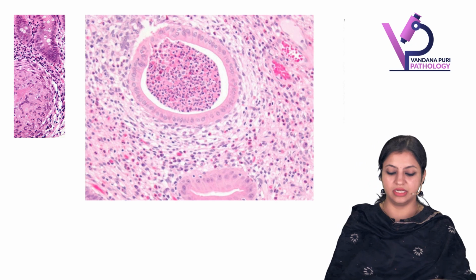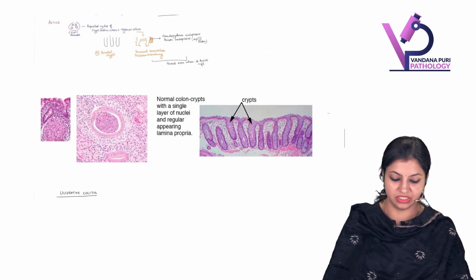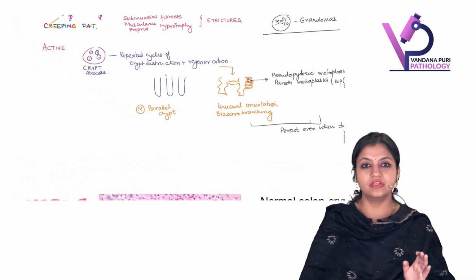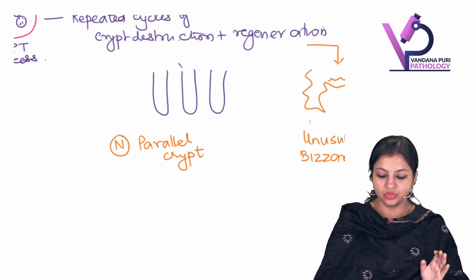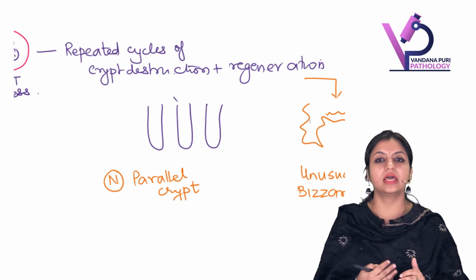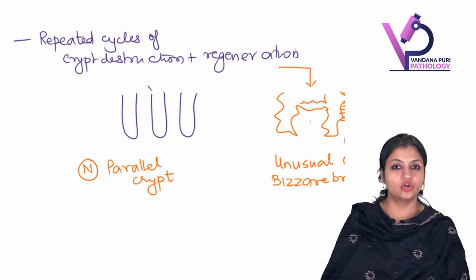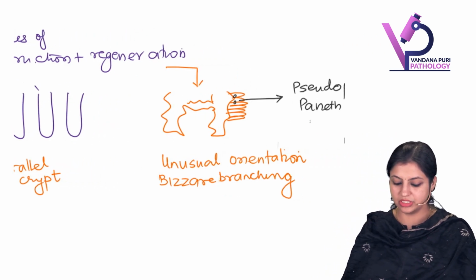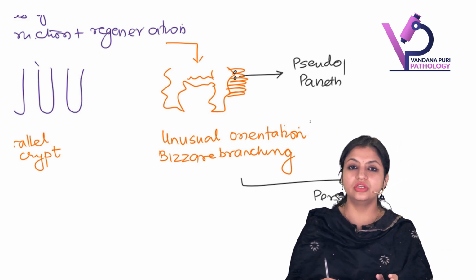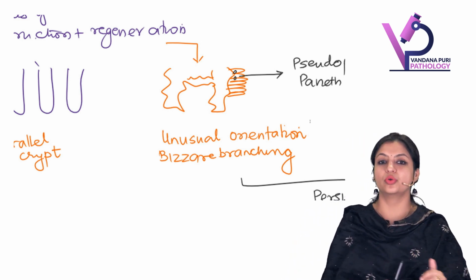Now the second thing that happens in any active disease: once you get crypt abscess, obviously the crypt is going to get destroyed. So there will be repeated cycles of crypt destruction and regeneration. This is a normal parallel crypt. Now what is happening? Look at this. Now these crypts start showing unusual branching and unusual orientations.